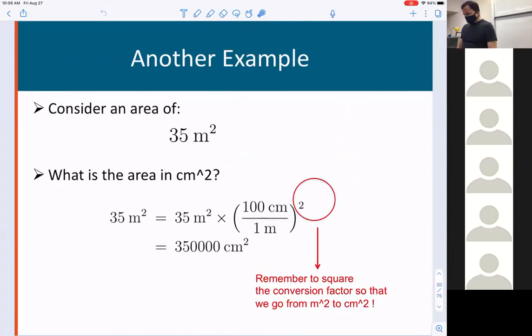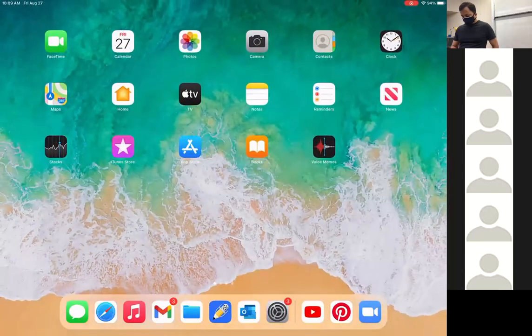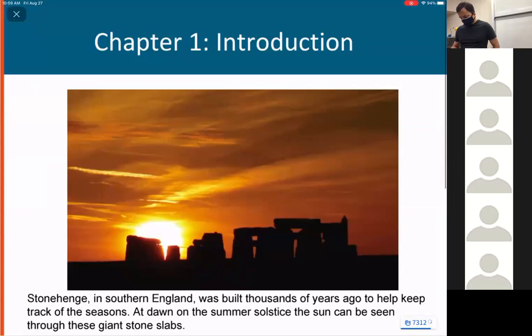Okay. Let's do another example. This is sort of a Top Hat question, just so you guys can get some practice with this. The diameter of the hydrogen atom is known to be about an angstrom, which is 10 to the minus 10 meters. So the question here is, what is the diameter of the hydrogen atom in miles? So see if you can figure this out. Feel free to help each other out. Let me go to Top Hat here.